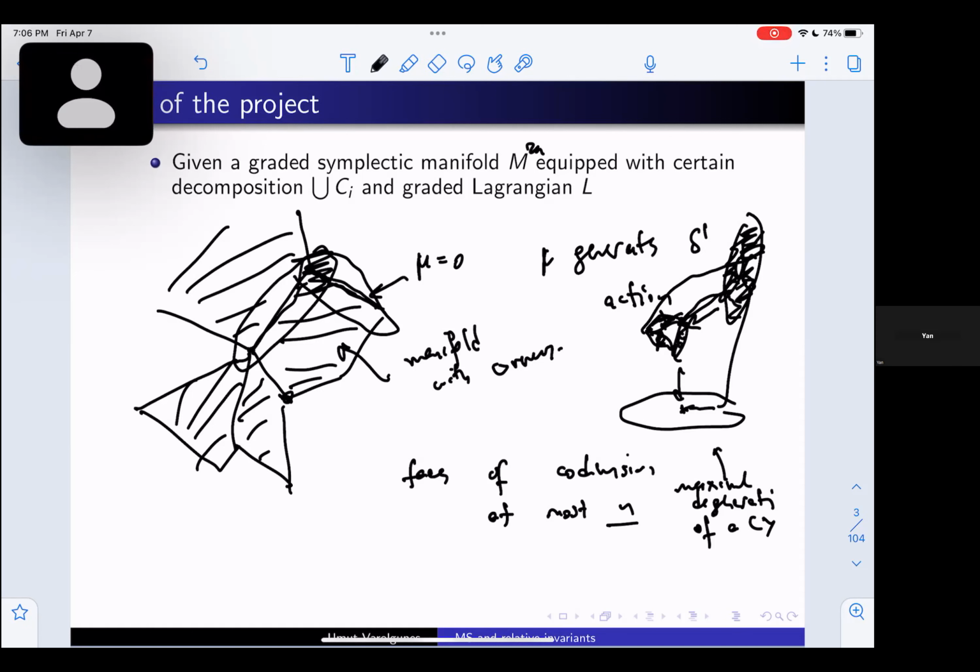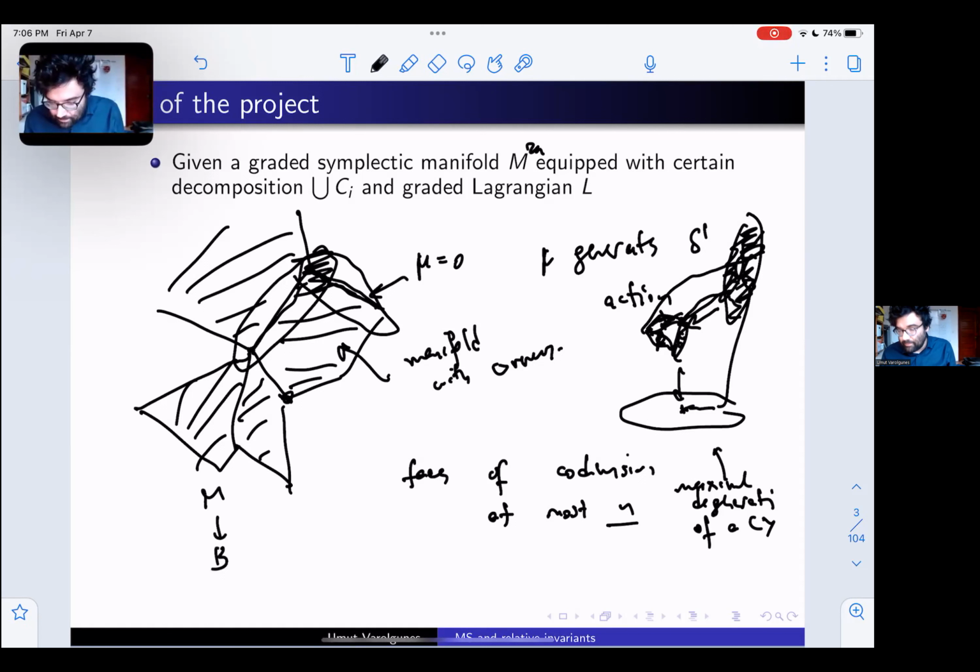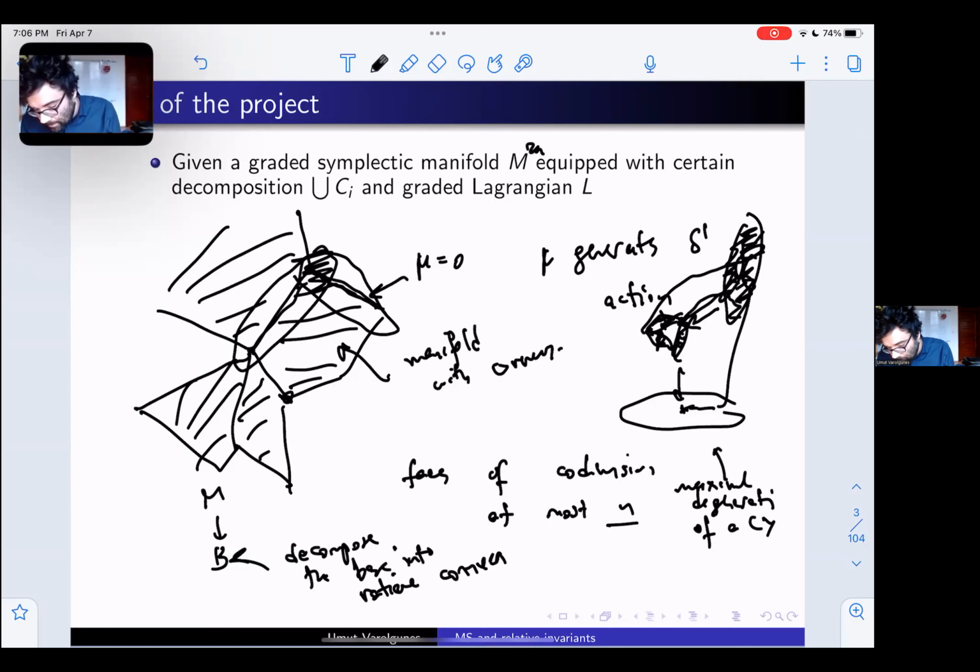Can I ask a question? Can you also think about it from the SYZ point of view? Yeah. So that's the second place in which these things might come from. So if you have, let's say, M to B, some kind of Lagrangian torus fibration, then you could decompose the base into rational convex polytopes.